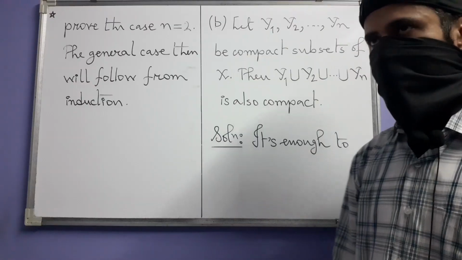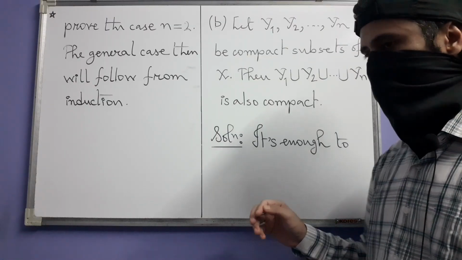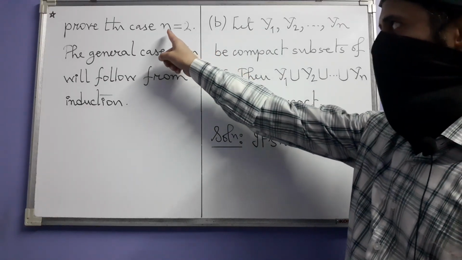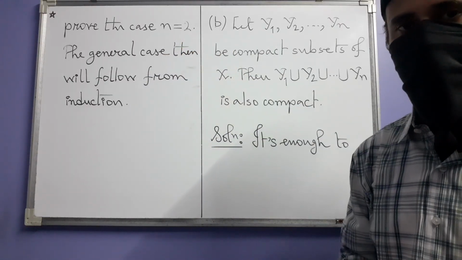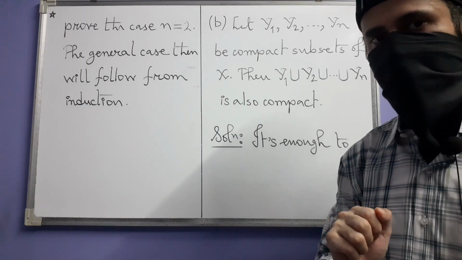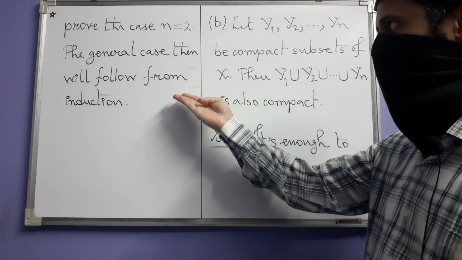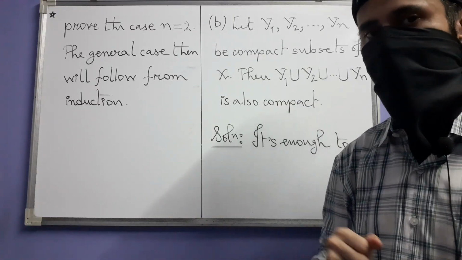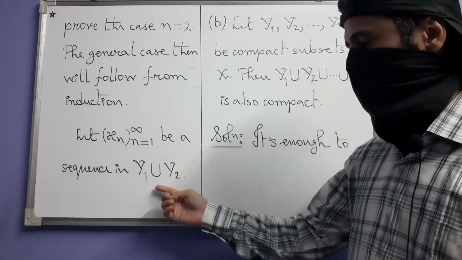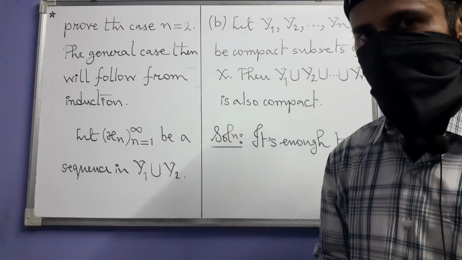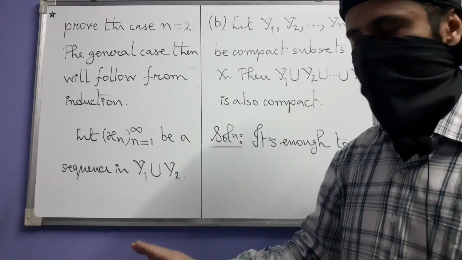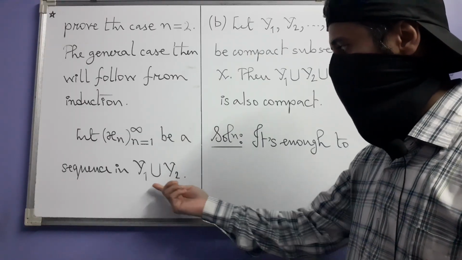In the solution, we first observe something which simplifies things immediately. It's enough to only prove the case n equal to 2. That is, you just have to prove that the union of two compact sets is compact, because then the general case will easily follow from induction. And accordingly, let Xn be a sequence in Y1 union Y2. We now need to show that there exists a subsequence of this sequence which converges to some point in this union.